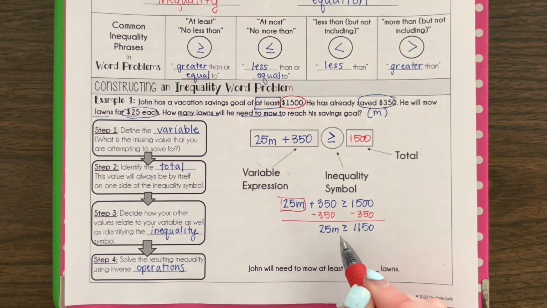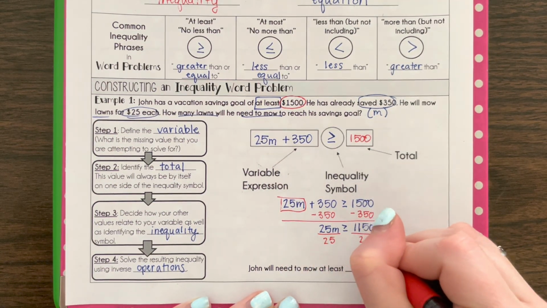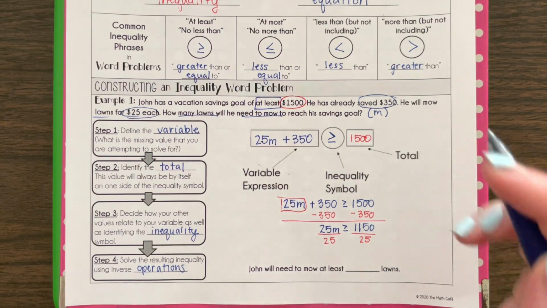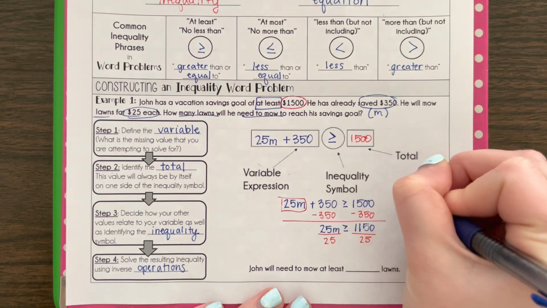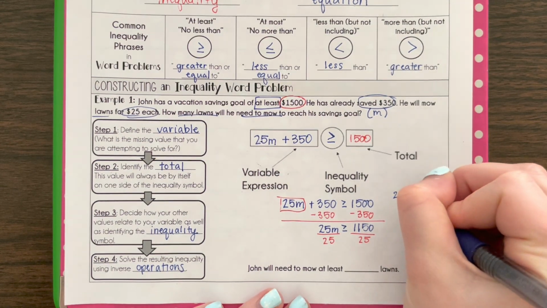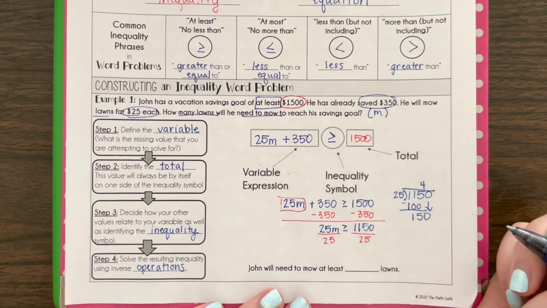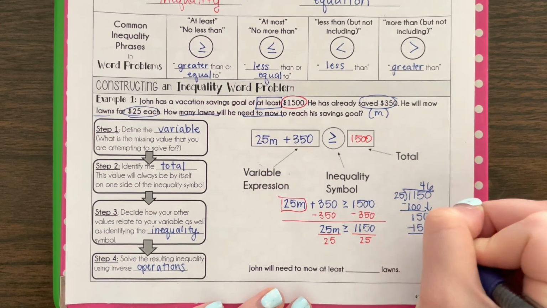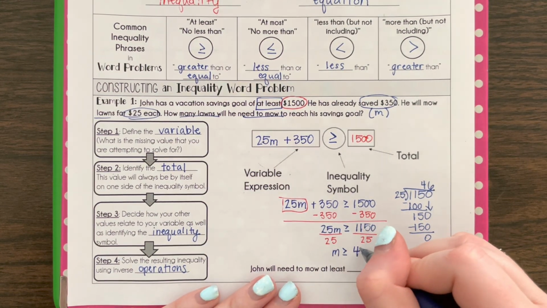Then since we are multiplying 25 and M, the inverse would be dividing. So we divide both sides by 25. Well, now we need to figure out how many times 25 goes into 1,150. So let's do some long division. Well, 25 doesn't go into 11, but it does go into 115, and it's 4 times, which would be 100. Then we have a remainder of 15, drop our 0. 25 goes into 150 6 times, and then we have a remainder of 0. So that means that M is greater than or equal to 46.